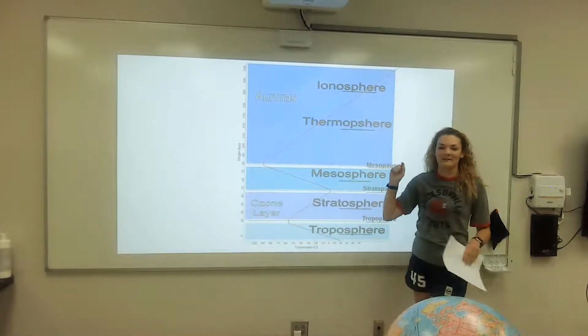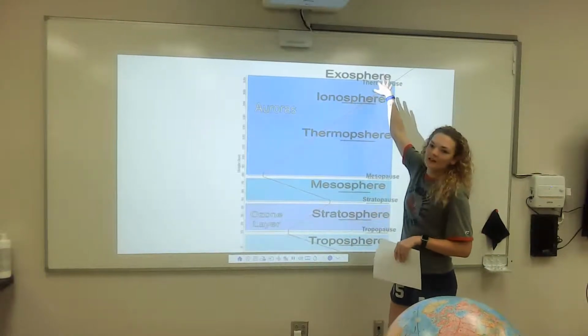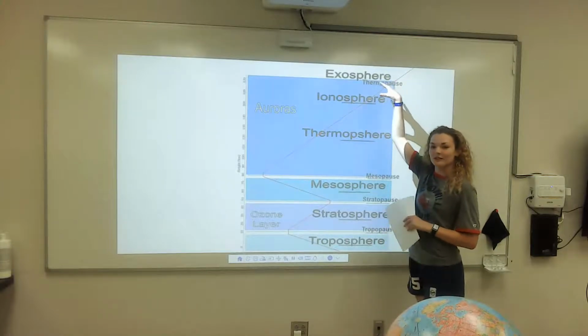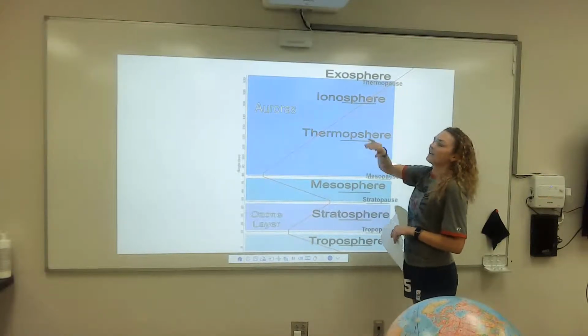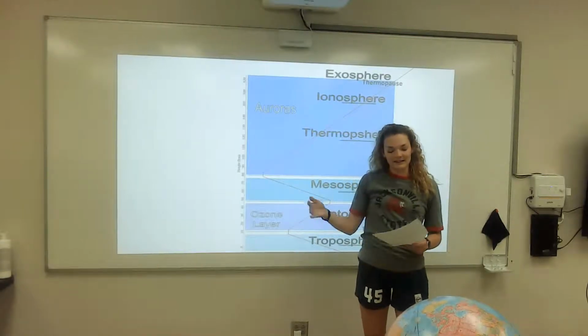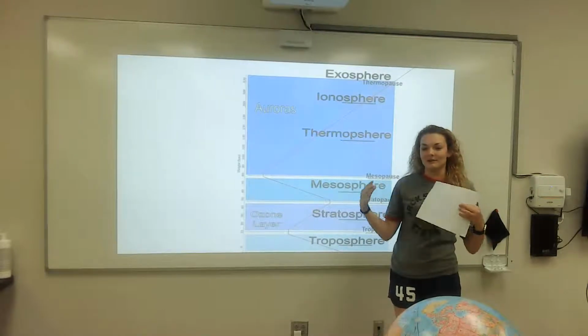So that's a fun fact about the ionosphere. And then the last layer is the exosphere, but before the exosphere, there's a little thermopause, a buffer zone for the temperature to change. And the only thing you need to know about the exosphere is that it's the very last layer, and this is where basically the atmosphere thins out into space.